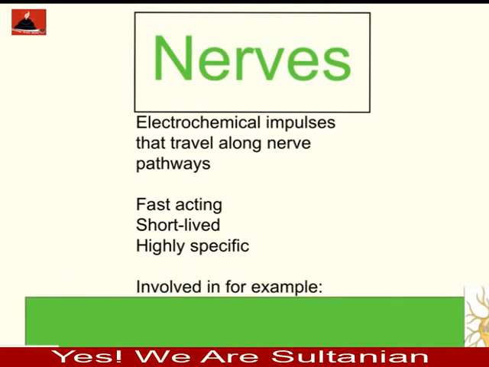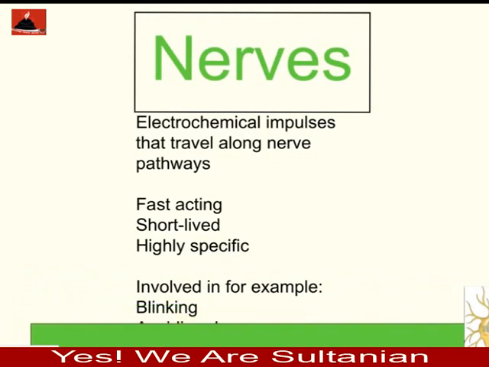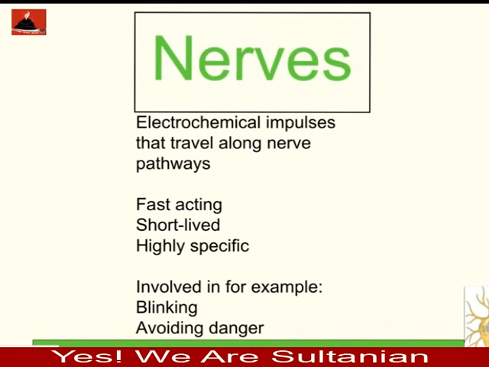Nerve messages are involved in, for example, blinking, avoiding danger, and movement is a very obvious one. They are examples of things that are controlled by nerve messages.